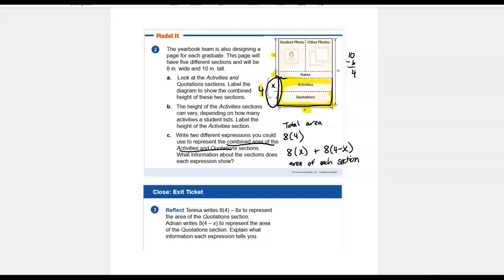So for your exit ticket, explain what Teresa's expression tells you versus what Adnan's expression tells you. They're both exactly the same, but Teresa is saying 8 times 4 minus 8x, and Adnan is saying 8 times 4 minus x. They are saying a little bit different things in what their expressions represent. Now, once you're done, move on to your weight graph.